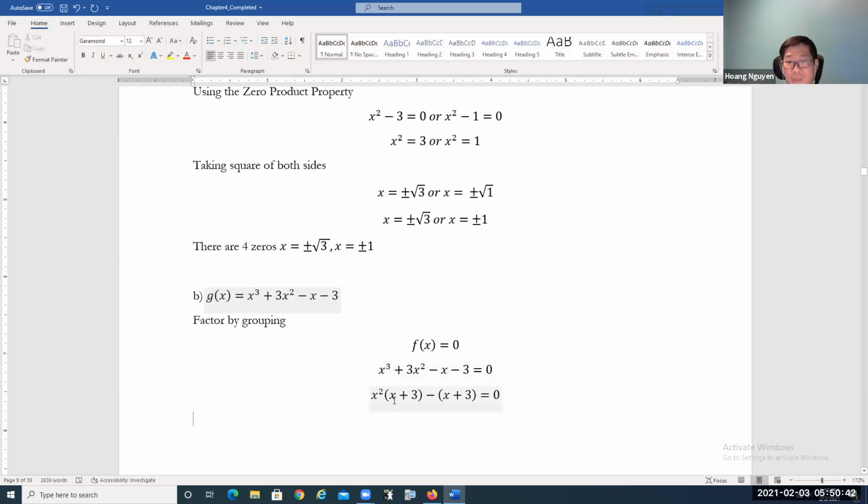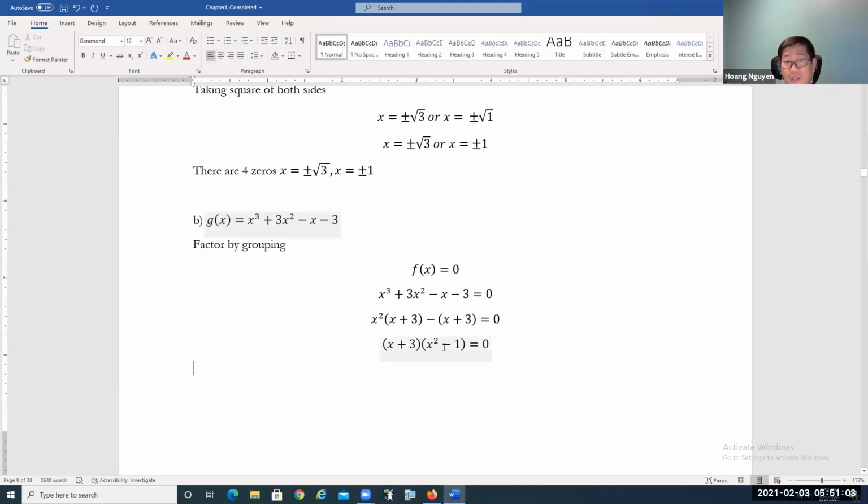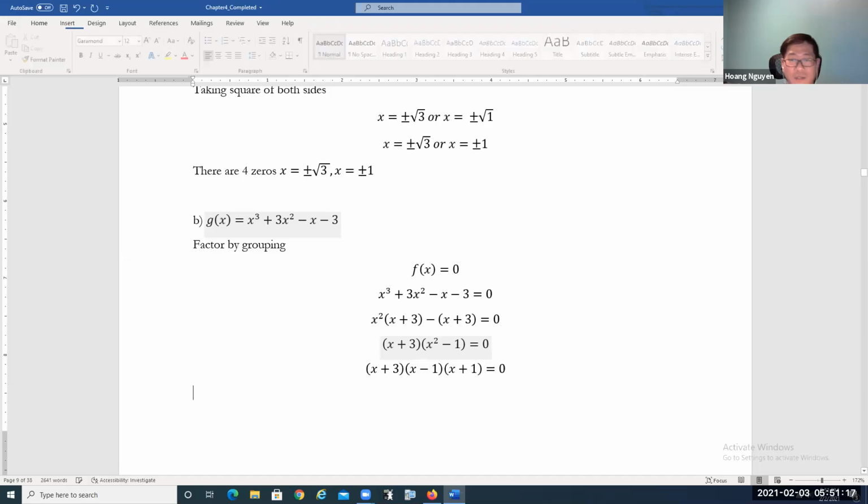Now we can see that x plus 3 is a common factor, right? So we're going to factor it out more. We have x plus 3 times x squared minus 1 equals 0. Now, if you remember this special product, x squared minus 1, we can even factor it more. So x plus 3 times x minus 1 times x plus 1 equals 0. So we are done factoring this polynomial function.